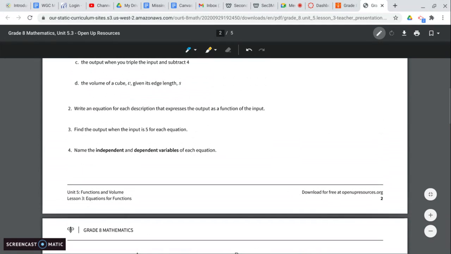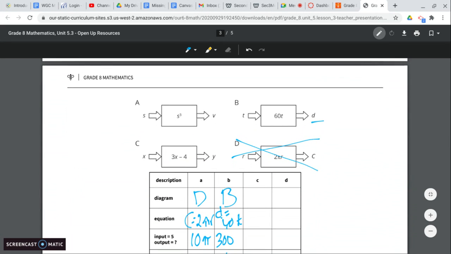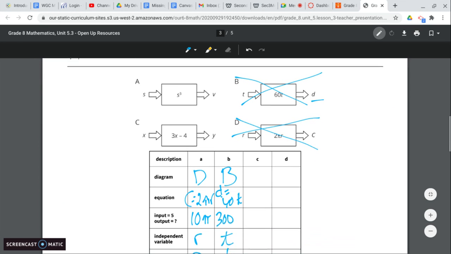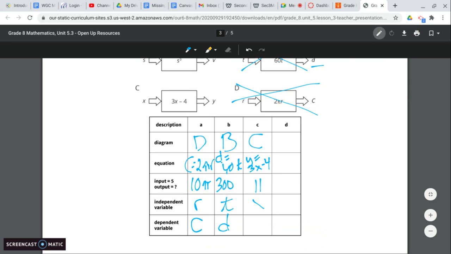All right. Description C, the output when you triple the input and subtract 4. So in which one are we tripling the input and subtracting 4? Well, that'd be C. So C is C. For this one, our equation will be y equals 3x minus 4. If we plug in 5, 3 times 5 is 15, minus 4 is 11. Our independent variable is x. Our dependent variable is y.